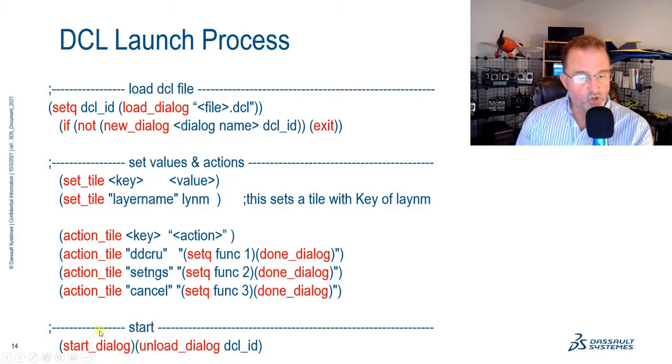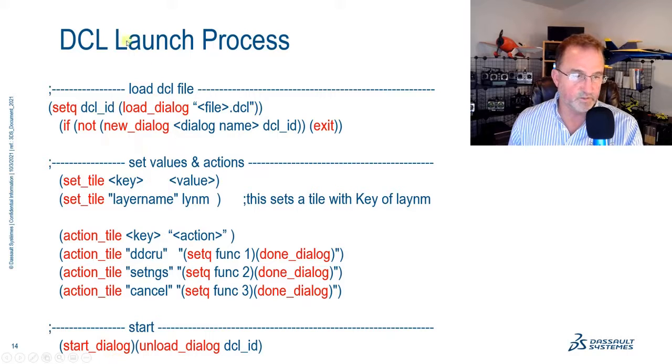Once we've defined all of our actions, then we can actually start the dialog or load it up. The way we do that is we use a function called start dialog, and then we have to do an unload dialog, which is this ID that we have just defined. These things are pretty common. This syntax, you can pretty much copy the load and the start, and then if you have parameters, put that in here, and you can define those things within your interface.